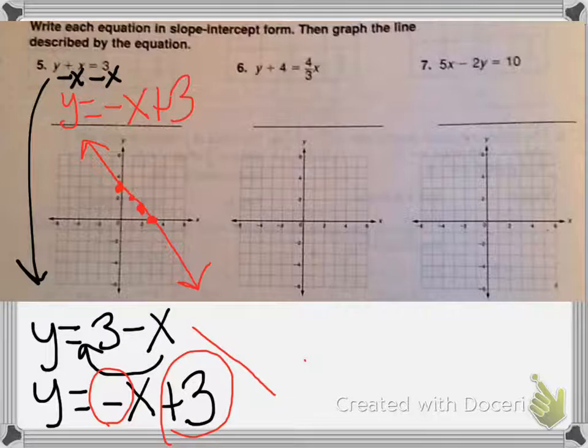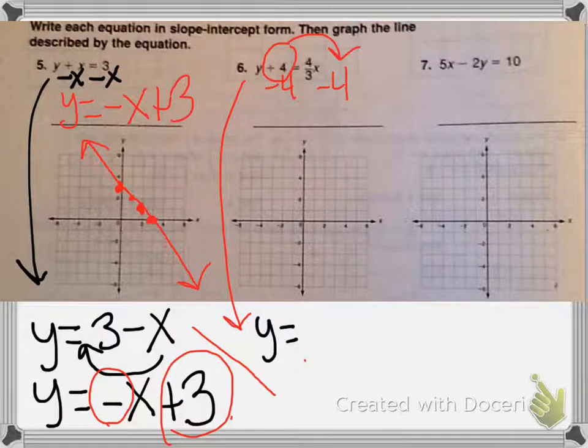Okay, again, the y-intercept is your beginning, the slope is your movement. It tells you where to go. Let's do number 6. I want to get y by itself, so I need to move this +4 over here. The opposite of +4 is -4.